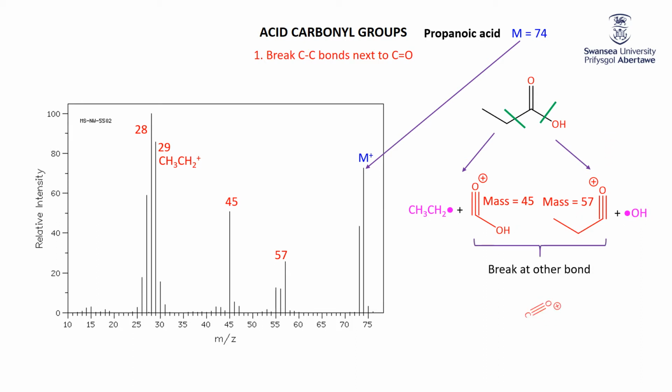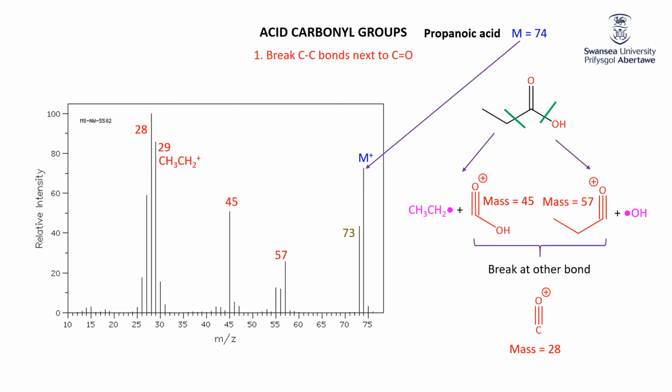Well, let's cleave those bonds, and it doesn't matter whether we cleave that one or whether we cleave this one. We're going to have this lovely CO+ cation. Break it there, CO+, break it there, CO+. And this has a mass of 28, right there, that base peak there. So 28, a very common peak in acids associated with the CO triple bond that just comes effectively from stripping everything away from the carbon double bonded to the oxygen.